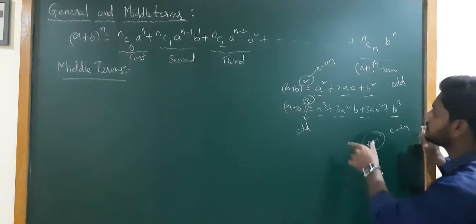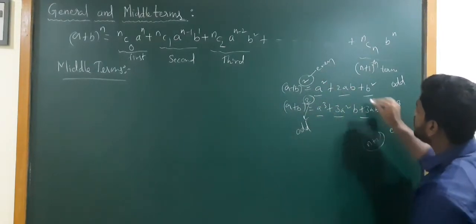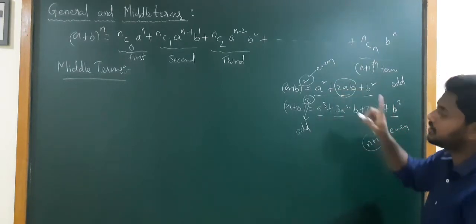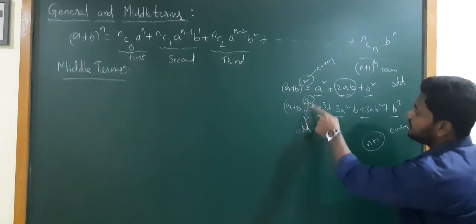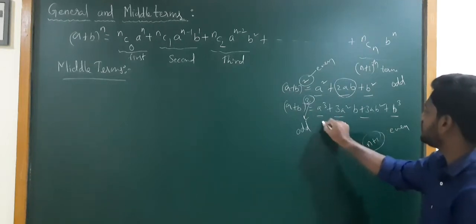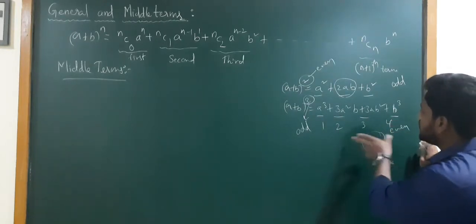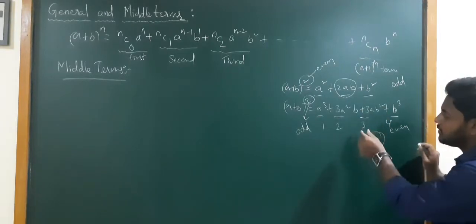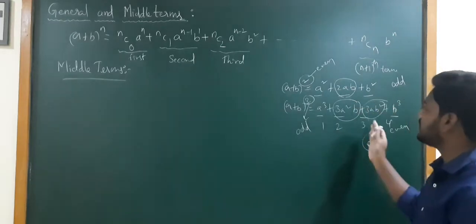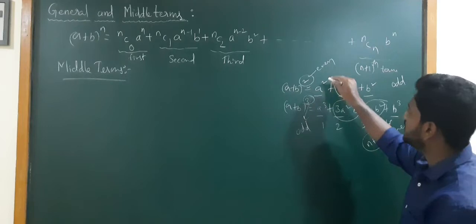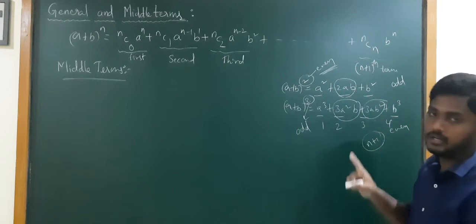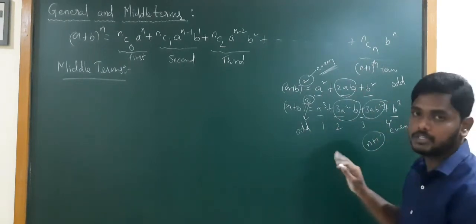Now another thing to observe: if it is even, the number of terms is 1, 2, 3. Out of these 3, which is the middle term? 2ab, nothing but only one middle term. But if the index is odd, the number of terms will be even: 1, 2, 3, 4. Out of these 4, which is the middle term? We cannot decide that only one particular term is the middle term. We need to consider the second term and also the third term as the middle terms. So if the index is even, the number of middle terms is only 1. If the index is odd, the number of middle terms is 2.